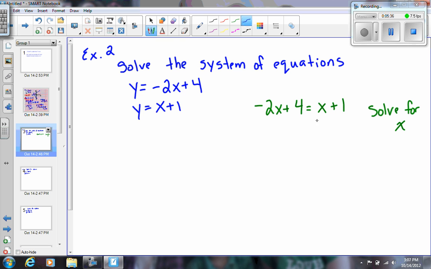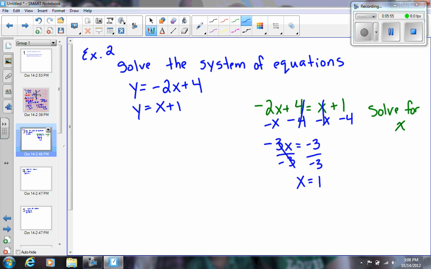So I'm going to subtract x from both sides, and I'm going to subtract 4 from both sides. So I get negative 3x equals negative 3. And if I divide both sides by negative 3, I get x equals 1. Remember, I'm not done yet. I still have to solve for y.